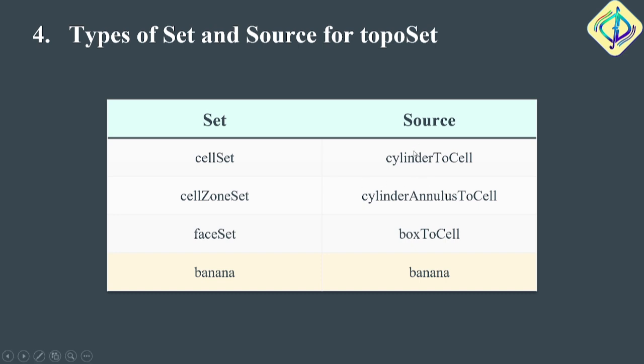Then the next thing is your source. Your source is anything that comes before your source info. It can be cylinder to cell, it can be cylinder annulus to cell, it can be box to cell. There are multiple options. So these are the two key factors that you have to keep in mind when you're working with topoSet. You have set and you have source.